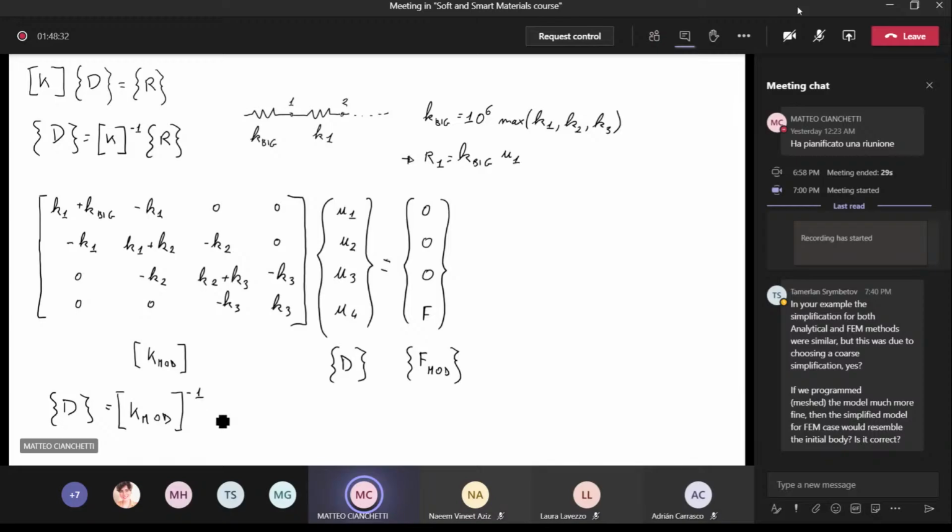So we can now invert K modified to compute our vector of nodal displacement. And now that we have D, we can go back to the original system, also to compute R, which also takes into consideration the reaction force.